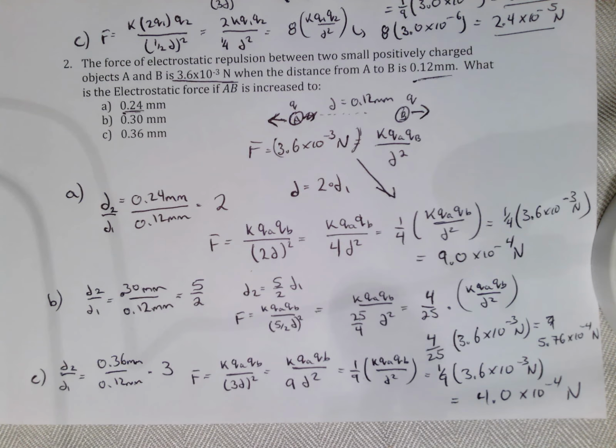Again, it's based on these proportionalities. The trick here is just figuring out what the actual increase in d is as a multiple of the original, not just that it increased by 12 millimeters or by 18 millimeters or by 24 millimeters. We actually want to see how many times larger d is than it was originally, and then we can just use that number to solve through proportionality compared to the original distance and the original force.